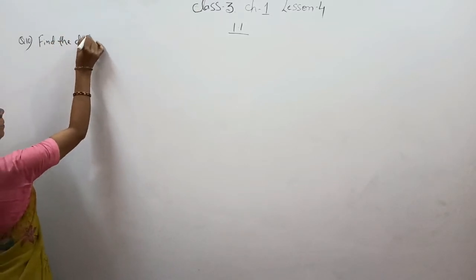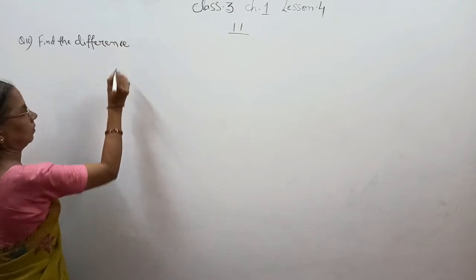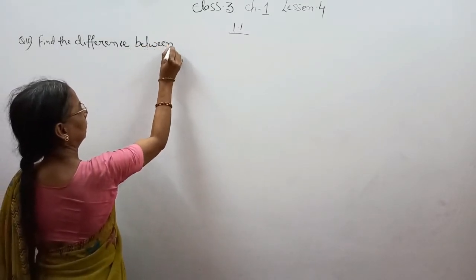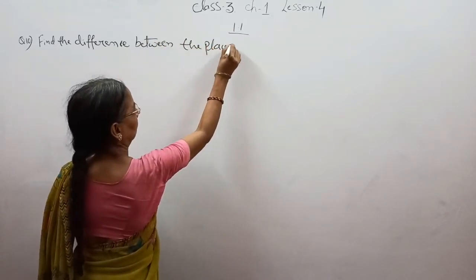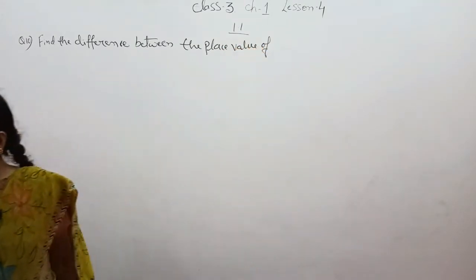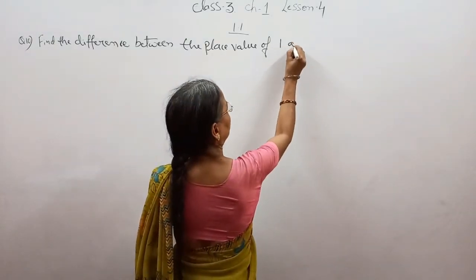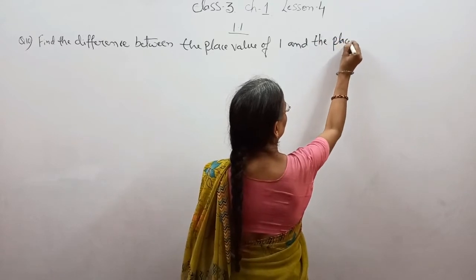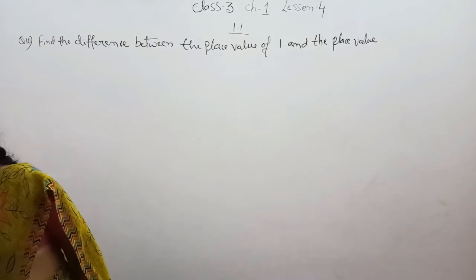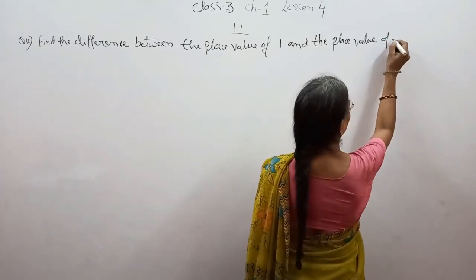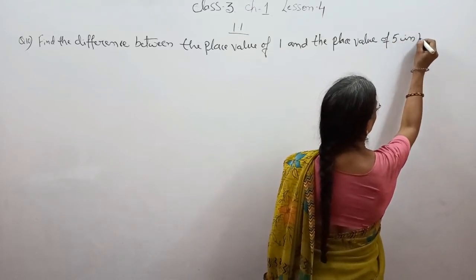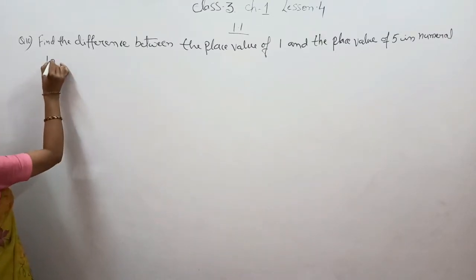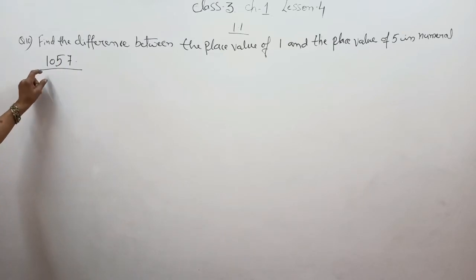Find the difference between the place value of 1 and the place value of 5 in the numeral 1057.